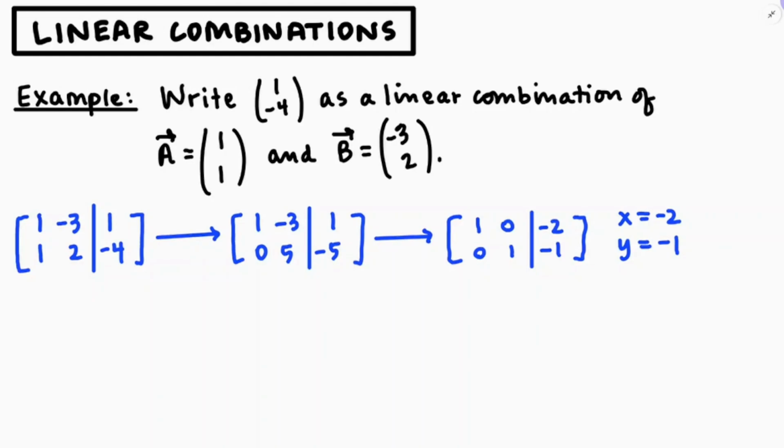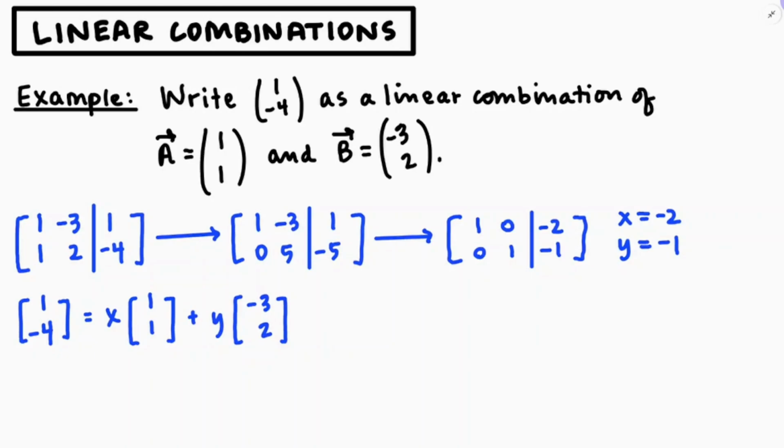So if I go back to the original idea of, can I write this vector (1, -4) as a linear combination of (1, 1) and (-3, 2), using that same equation I'd written, what this is telling me is yes, you can, if you use -2 of this one and -1 of that one. And let's just see how that would work. That's going to be -2 plus 3, -2 minus 2, and there you go, (1, -4), just like we were hoping to show.